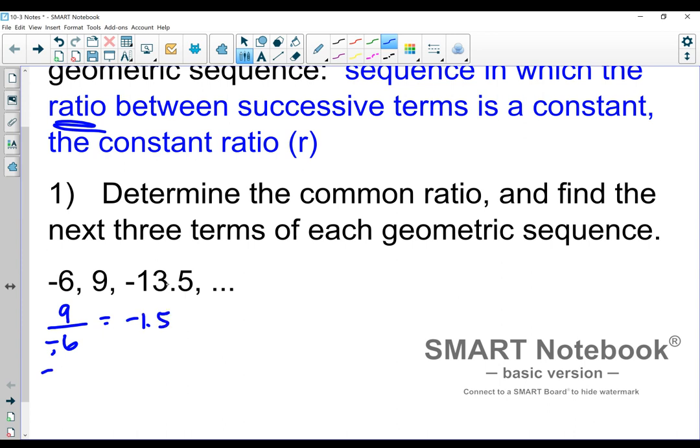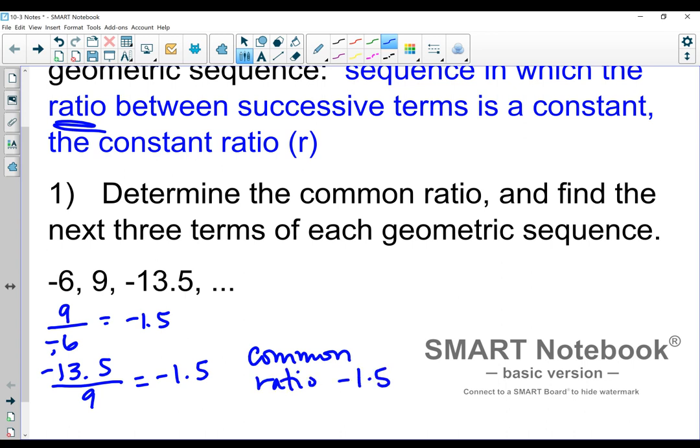And then I want to go ahead and check it with terms 3 and 2. So I'm going to take the third term, -13.5, and divide by the one before that, 9. And I get -1.5 again. So what that means is I'm taking each term and multiplying by -1.5 in order to get the next one. So my common ratio is -1.5. So in order to get my next one, -1.5 times -13.5 is now positive 20.25.